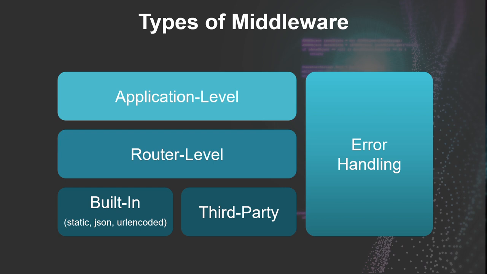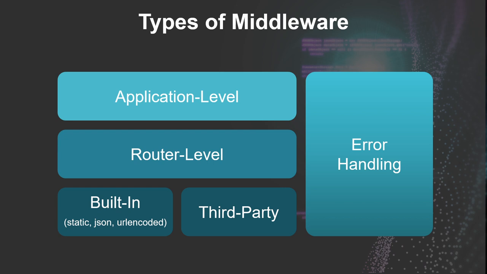There are many types of third-party middleware functions. You can download them, start using them, and then load them in your app at the application or the router level. There are three built-in functions in Express. These are static, JSON, and URL encoded. And for application, router, and error handling, you have the ability to create your own custom functions to handle any of these middleware.